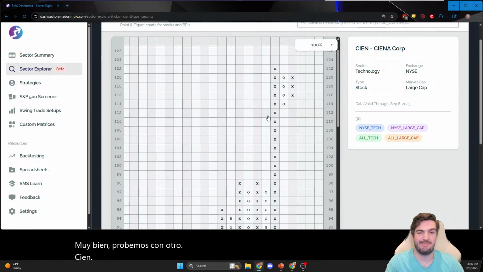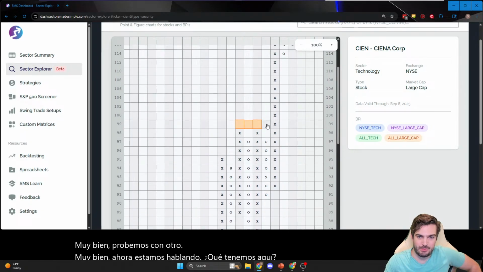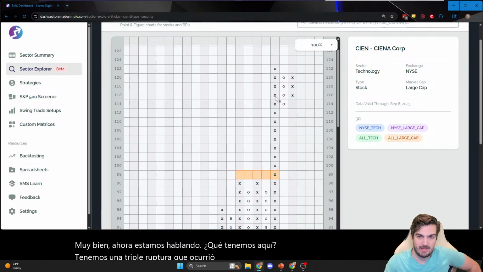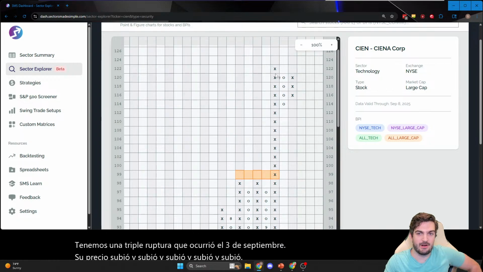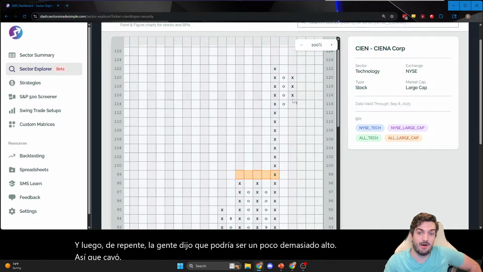All right, now we're talking. What do we have here? We have a triple breakout that occurred on September 3rd. Its price went up and up and up. And then all of a sudden, people said it might be a little bit too high. So it dropped. But now the momentum is picking back up again.